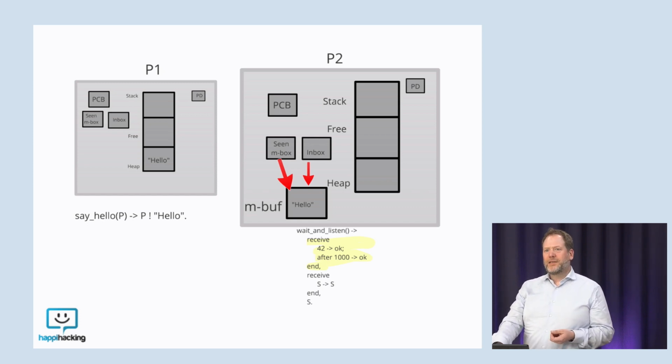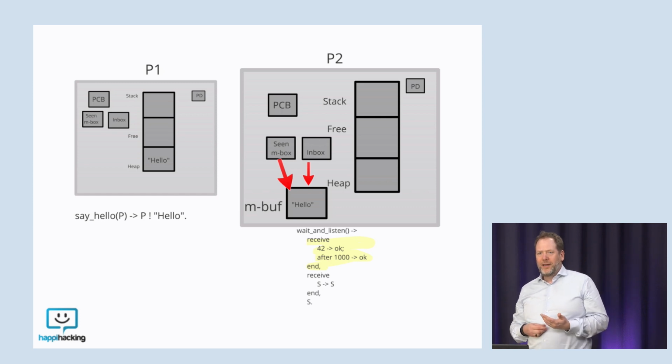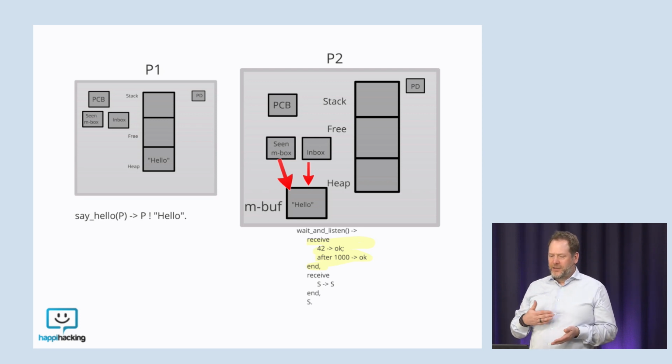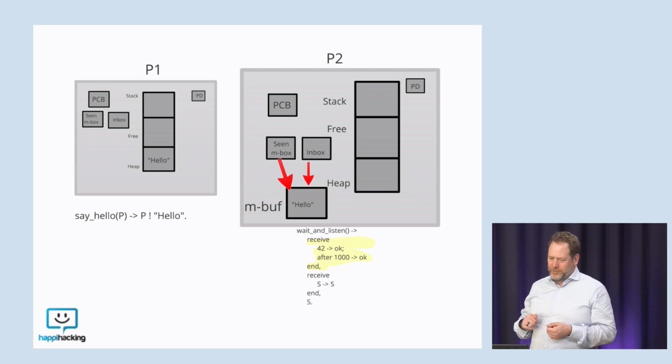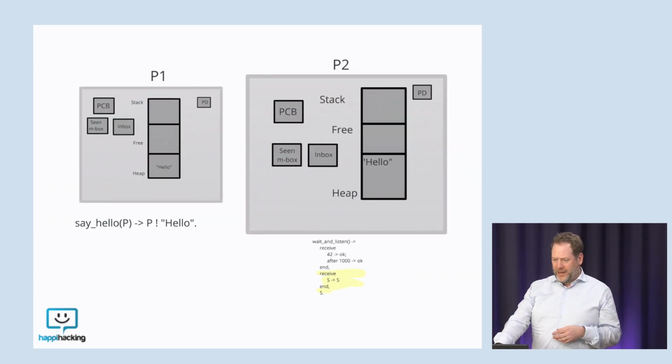So this receive will not match the hello. It will then just keep track of the messages it has seen, waiting and hoping to get the message 42. If a new message comes in, it will ignore the seen message box and look for new messages in the inbox. But after 1000 milliseconds, it will give up waiting for the message 42 and just receive any message. In this case, it will copy the message that it had in the inbox and put it on its own heap.